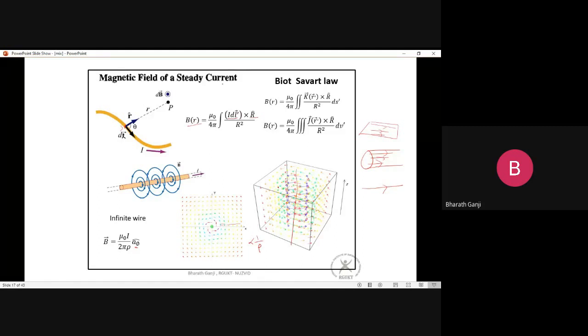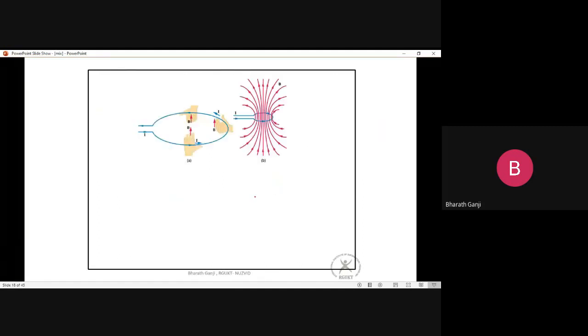Okay, so if you take a loop, how are the magnetic fields for a loop? You can use your right hand to understand the fields for your loop. So for example at this point you put your thumb in the direction of current, and the direction in which your fingers curl is the direction of the magnetic field. So I can say that around a loop you can have magnetic field lines which look like this.